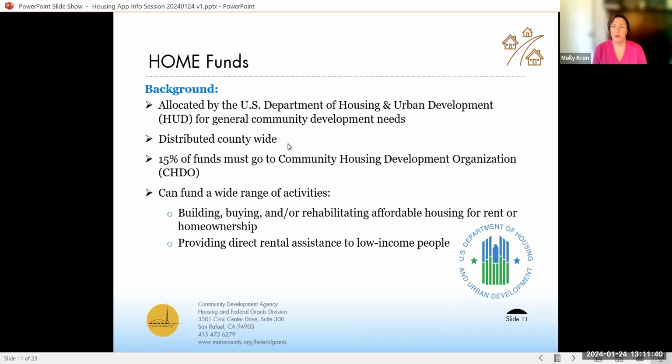The HOME Investment Partnership Program is also a program allocated by the U.S. Department of Housing and Urban Development. This is a program that's distributed countywide. It doesn't have planning areas. It comes directly to the County of Marin, and we work with our priority setting committee to allocate funds. 15% of these funds are required to go to a project developer that is called a Community Housing Development Organization, or a CHDO. And there are specific requirements that a nonprofit developer needs to meet in order to be certified as a CHDO. The sole goal of HOME funds is to create and maintain and improve affordable housing.